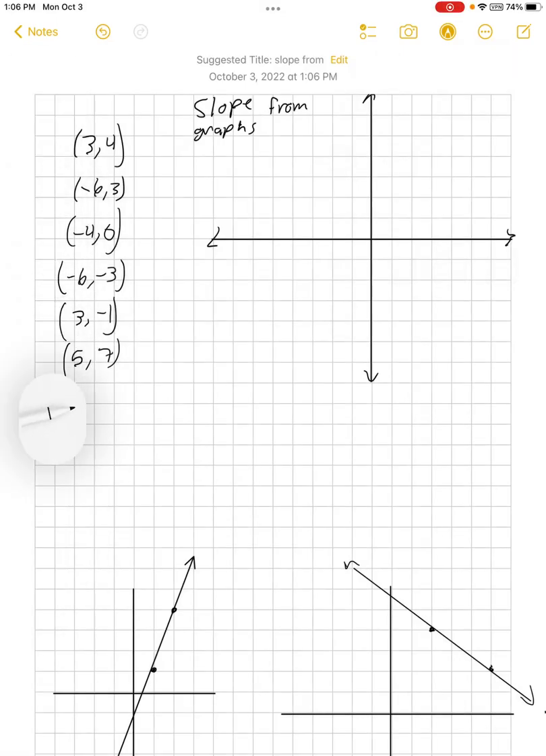Today we're talking about finding the slope from graphs. I'm going to quickly go through the starter just to make sure that we understand how to plot ordered pairs. Before we do that, we just have to reacquaint ourselves with the Cartesian coordinate system, which is the name for something that looks like so.